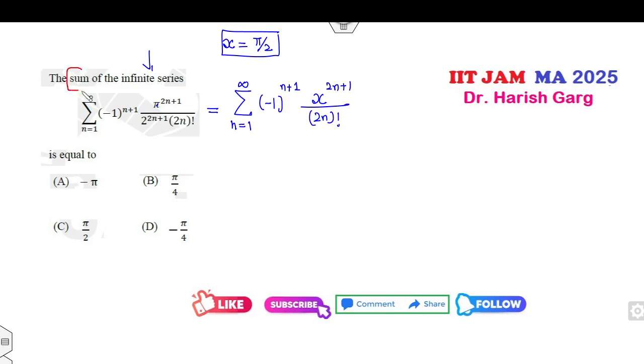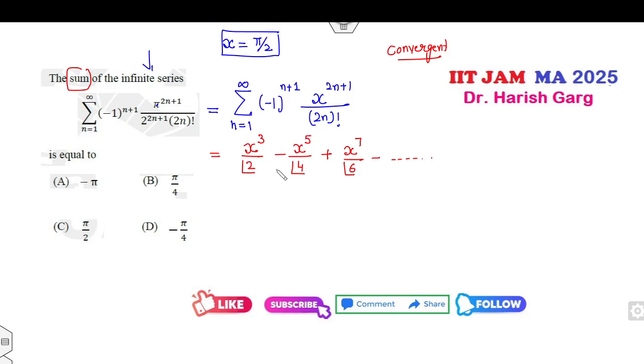Now your target is to find the sum of the series. That means this series must be convergent. Only then you can find the sum of the series. How can you find the sum? If you substitute n equal to 1, this is x cubed divided by 2 factorial. Then x raised to power 5 over 4 factorial, then plus x raised to 7 over 6 factorial, and so on.